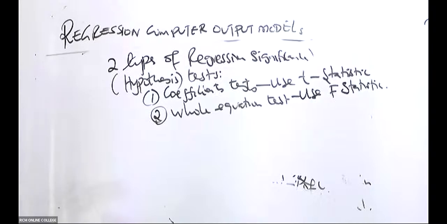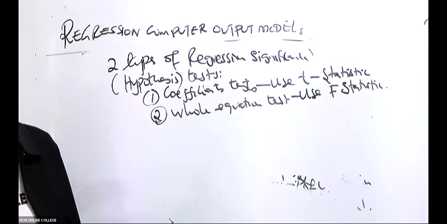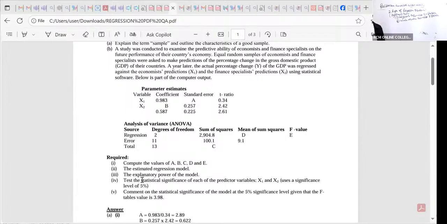And normally this is very easy. If you look at the question that this examiner has asked us, part 4: test the statistical significance of the predictor variables X1 and X2, each one of them. Automatically here I'm going to use T, because it is either coefficient or variables. Then in part 5, comment on the statistical significance of the model. The model is the whole equation, and they have given you the F table value.